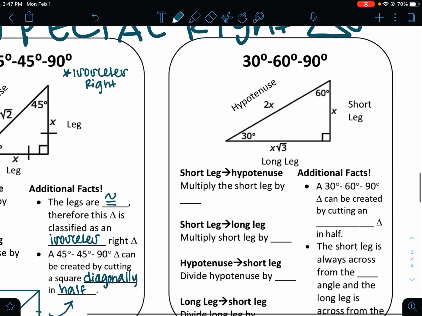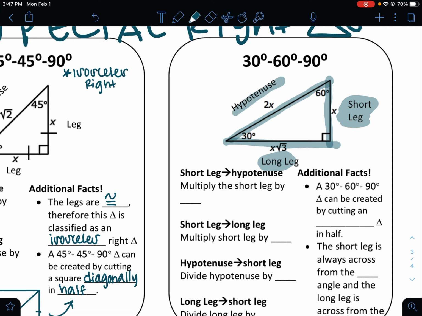Okay, let's talk about the 30-60-90. This one also has its own set of rules here on the left side. Let's take a look at the triangle first. It has a short leg, a long leg, and then it has the hypotenuse, of course, which is there.